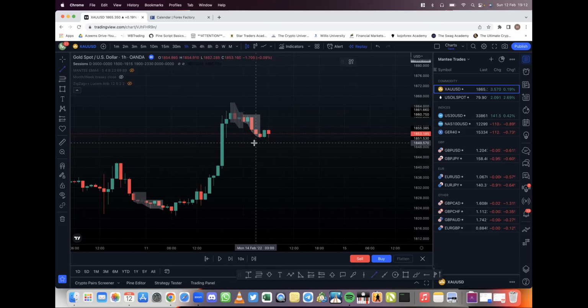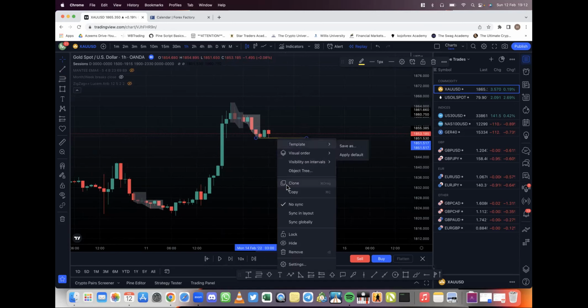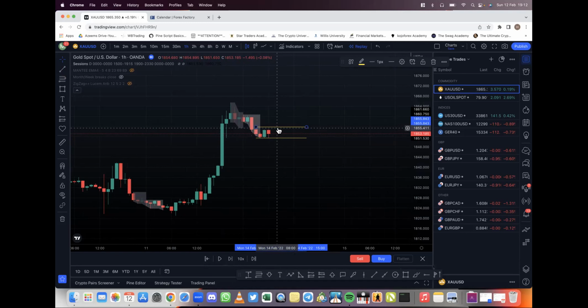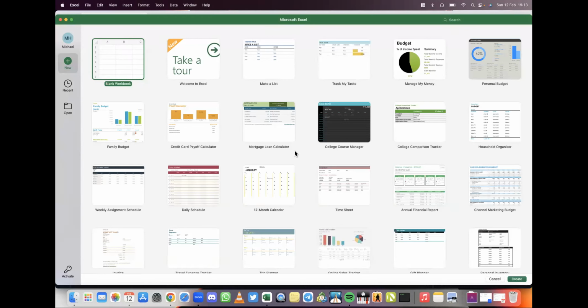So normally what I've started doing is I place those things there, a small horizontal line just around these candles which have closed, right? And then let's first go to our strategy.